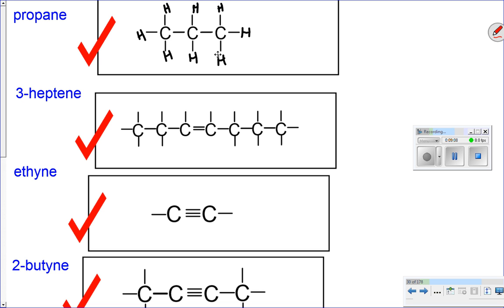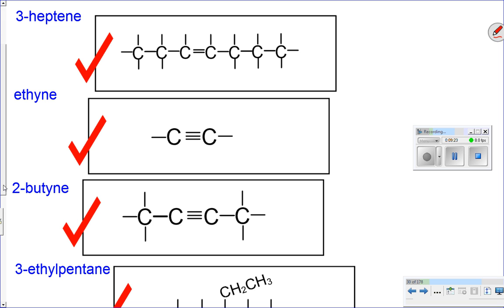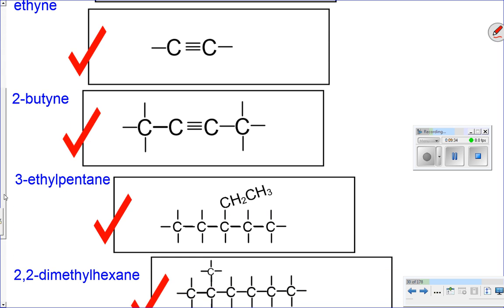In 3-heptene, we have carbon 1, 2, 3, which is where we begin our double bond. You can choose to number from the other side, in which case the bond would appear to be in a different place. In ethyne, we don't need a number because the triple bond has to go between the only 2 carbons that you have. After that triple bond is there, we only have room for 1 hydrogen on each carbon.